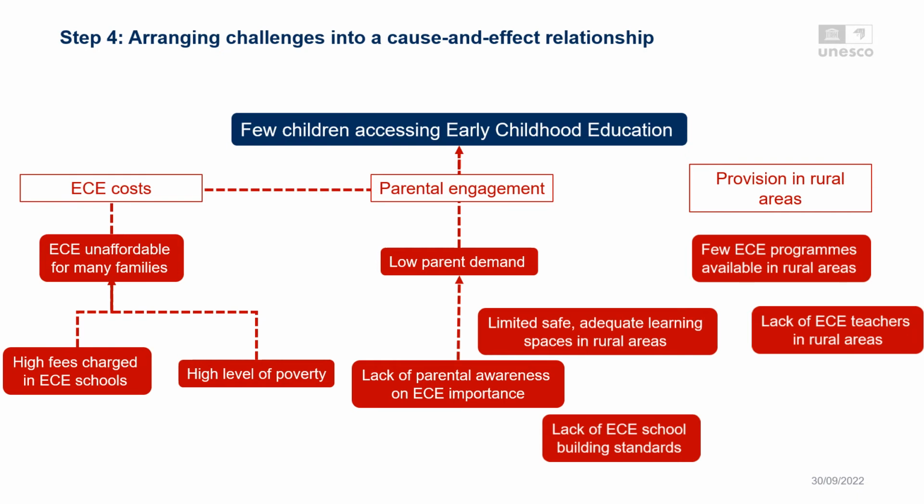Well, in this grouping, you will actually have a third level of boxes, because we can say that one of the reasons that there are limited safe learning spaces is because there are no clear standards for building safe, child-friendly ECE schools. The box lack of ECE school building standards will be placed, therefore, below the box limited safe, adequate learning spaces in rural areas.